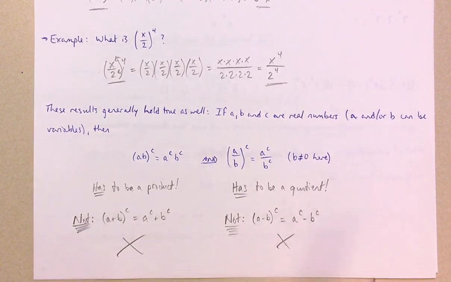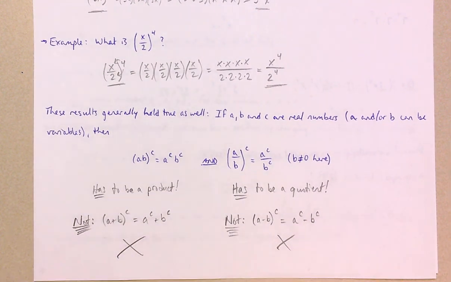These are the two most common mistakes that people make when it comes to using their properties of exponents. They think that this is the case. You cannot say these. These two things do not hold always. All right? So don't think that way.